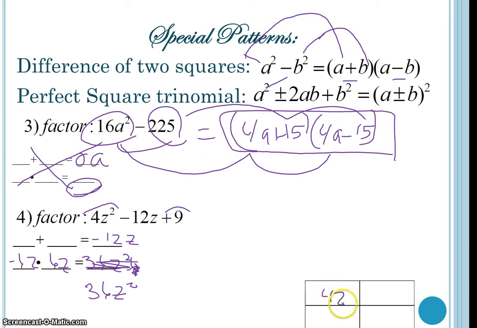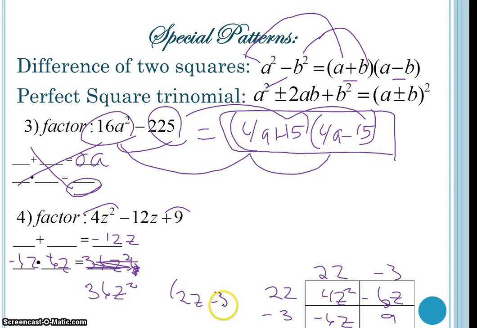So I would put a 4z here, and the 9 there. Negative 6z goes in the negative 6z here. So they're each negative, because a negative 6z times a negative 6z gives me a positive 36, and a negative 6z plus a negative 6z gives me a negative. And you can pull out your GCF, which is a 2z, a negative 3, a 2z, and a negative 3. And so it factors as 2z minus 3 squared, because it's just a repeat.